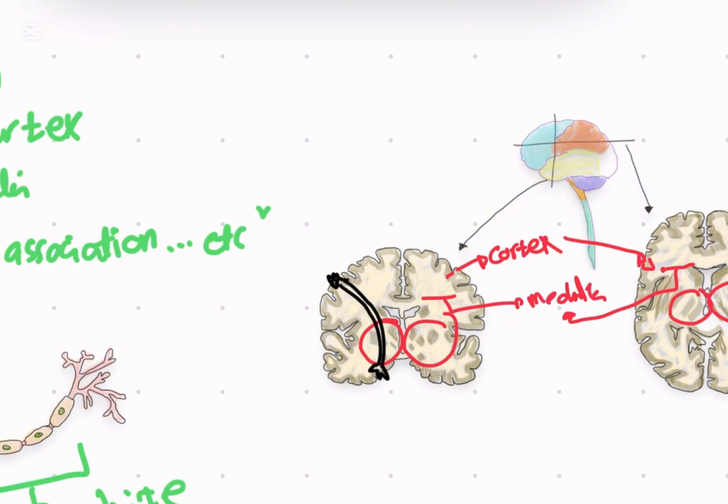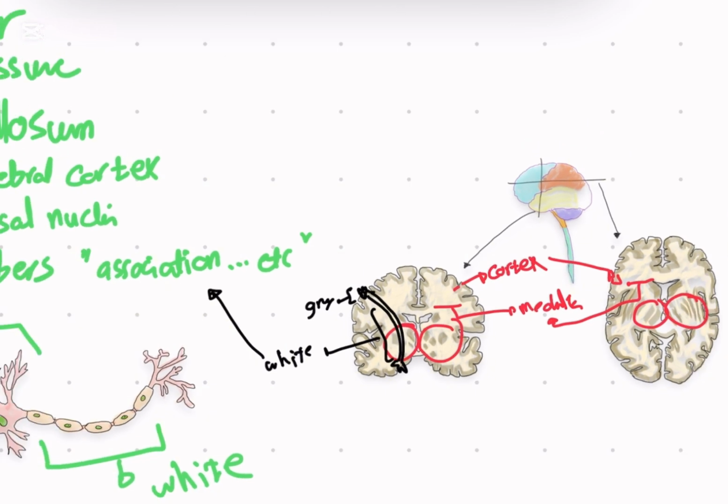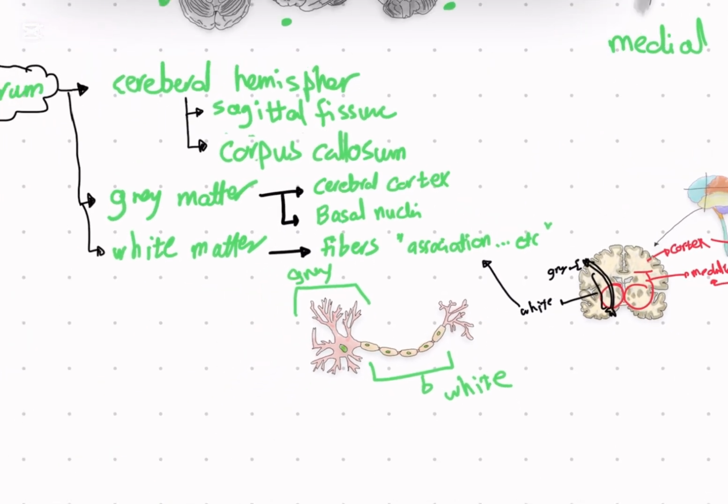The axons of the neuron forming the white matter are also known as the fibers. We have different types of fibers, namely the association fiber, the commissural fiber, and the projection fibers. We will talk about them in more detail in other videos.